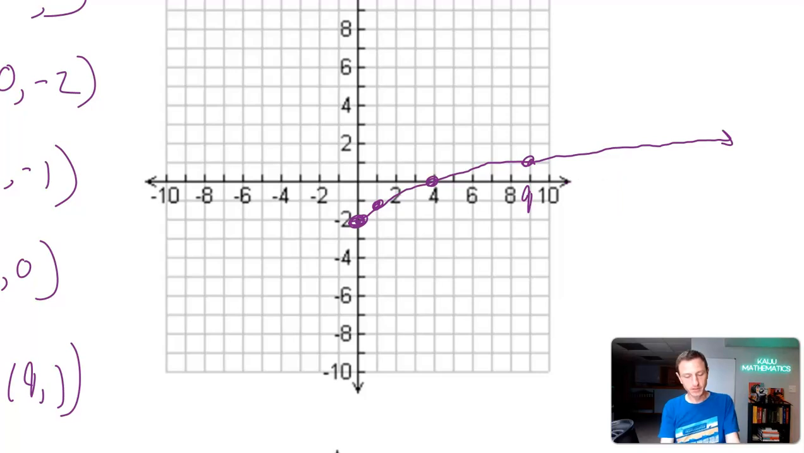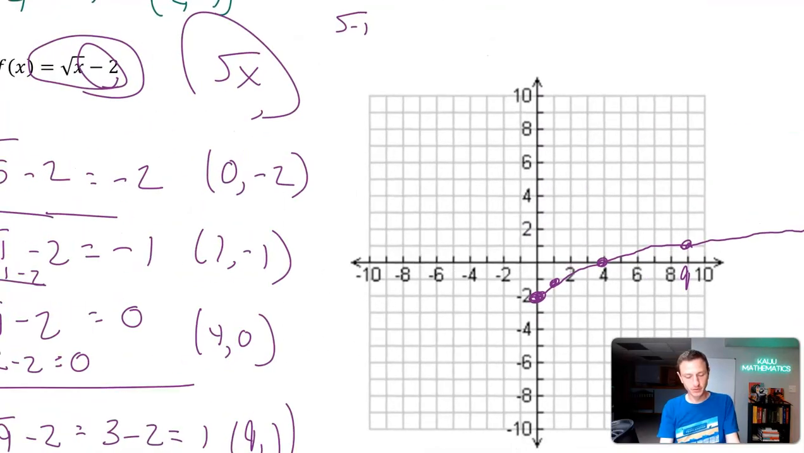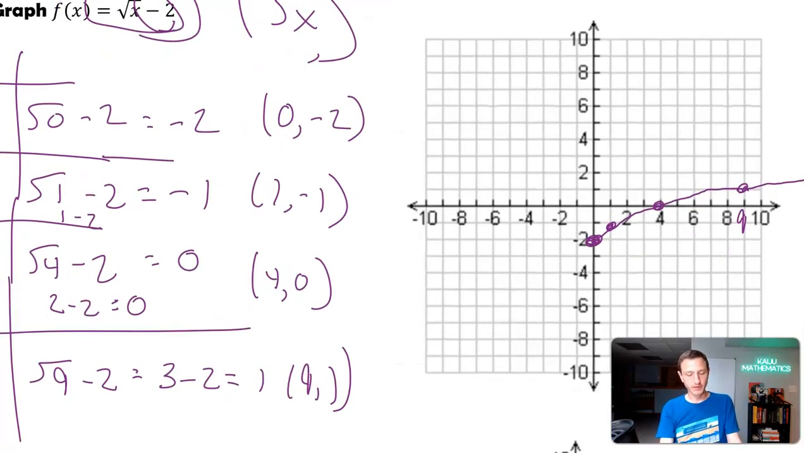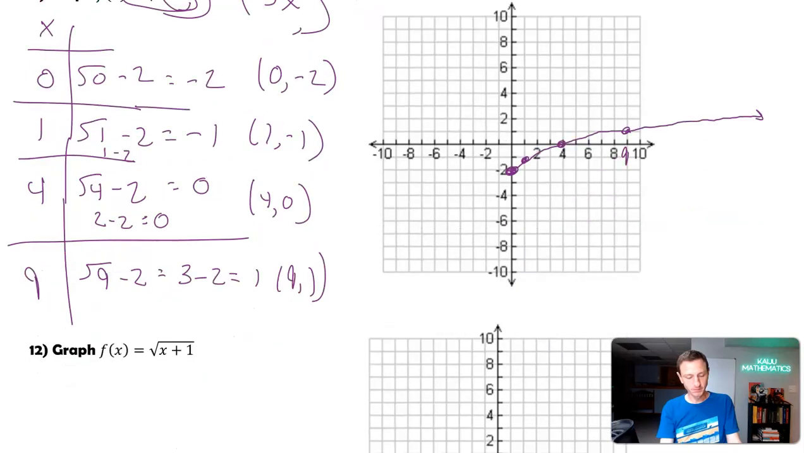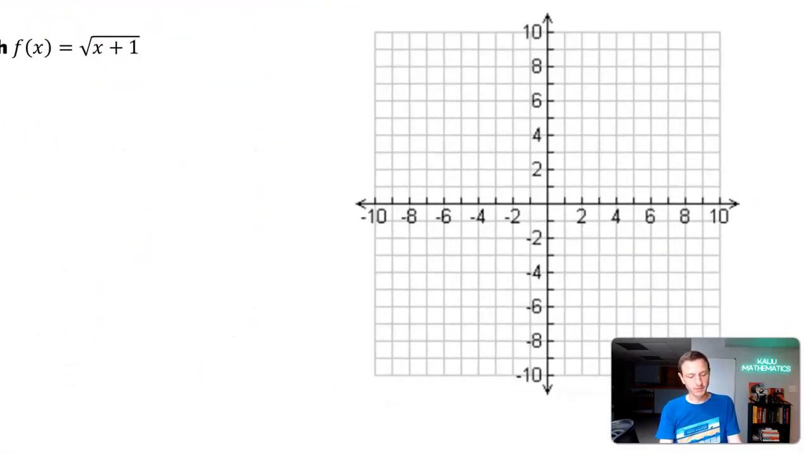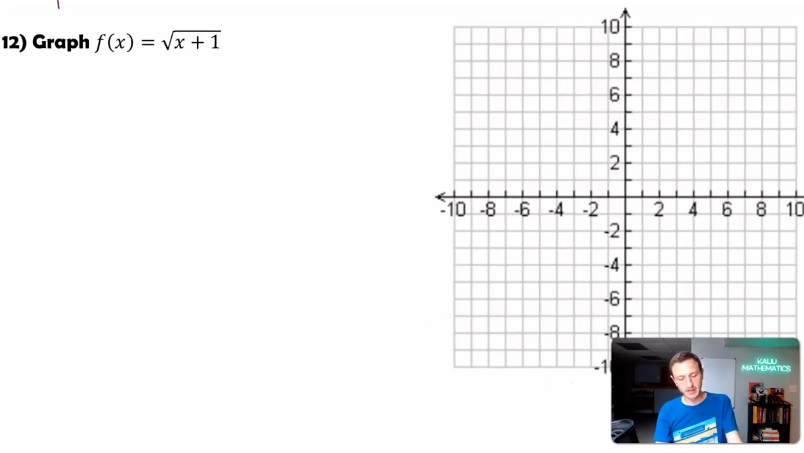So that's what the square root of x minus 2 graph will look like. It's just the square root of x, and then all of those values are being subtracted by 2. So now the difference between that last one and number 12 is that on this one, I have the x plus 1 inside the square root. So inside the square root, that's going to be really important to understand that we have it inside the square root.